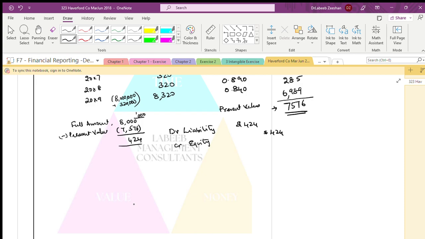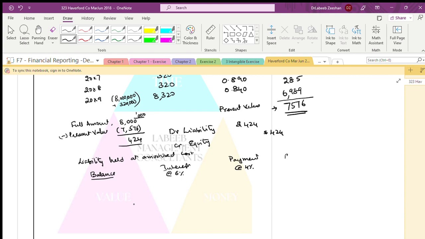Now what is the liability to be amortized at amortized cost? It is 7576. You have the balance, 7576. What is the rate of interest we are paying? We are paying at the rate of 6%. Now the coupon rate is how much? Coupon rate is 4%.